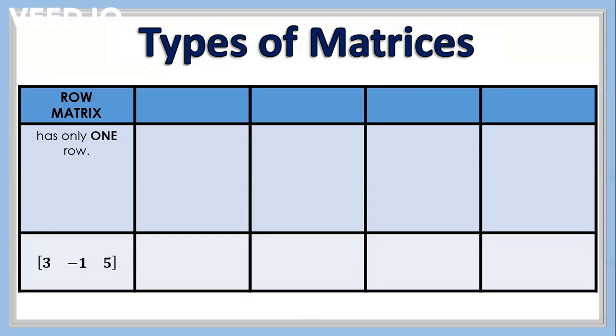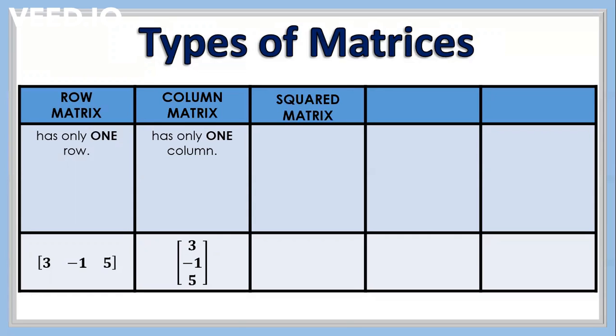Let us look at another type of matrix. Column matrix. A column matrix has only 1 column. In this example, 3, -1, 5 forms a 3 by 1 matrix where we only have 1 column.